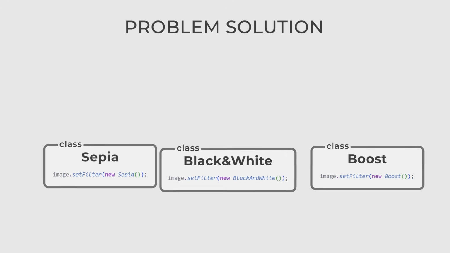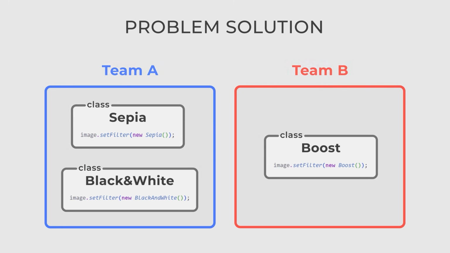Now, completely different teams can work on filters. They have nothing to do with the image class. They just have to implement a filter in the system, and the image will work with all of them in the same way. There are three actors here.